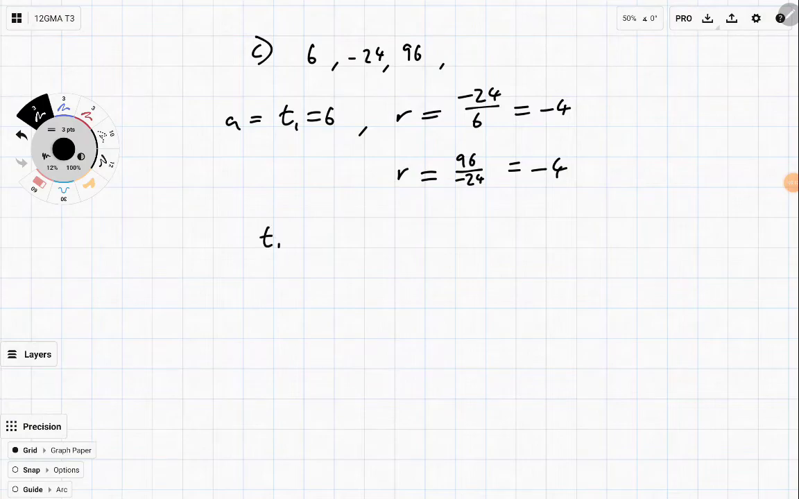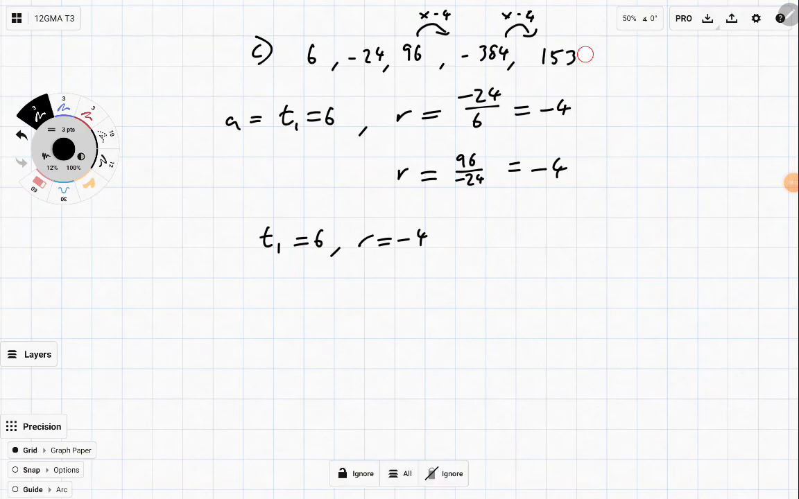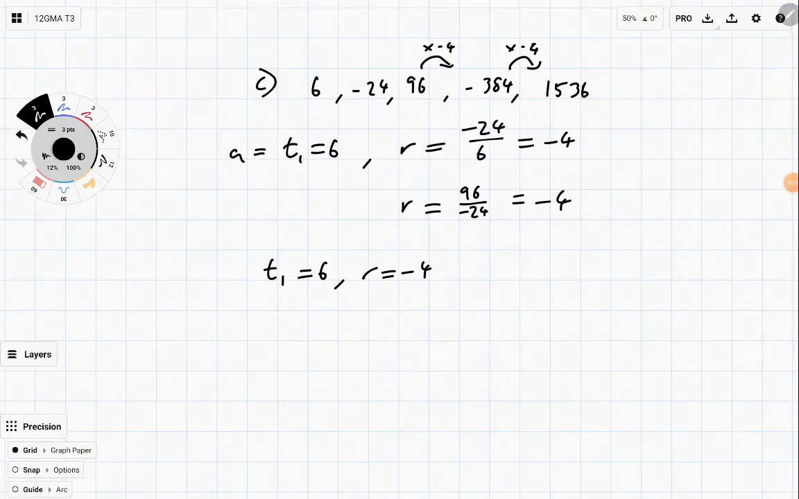T1 is equal to 6, and R is equal to negative 4. So to generate the next number, I just multiply by negative 4, and we get negative 384. To get the next term in the sequence, once again, times by negative 4, and we get positive 1,536. So these are 3 examples of geometric sequences.